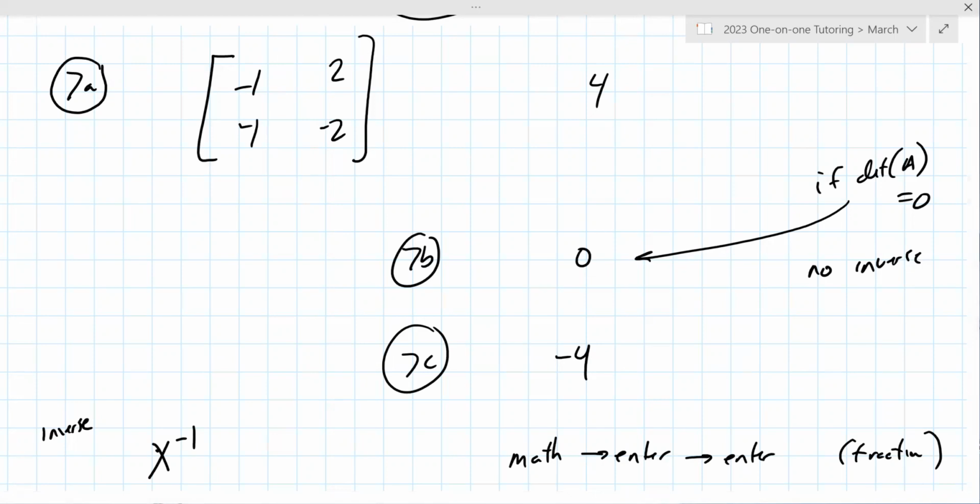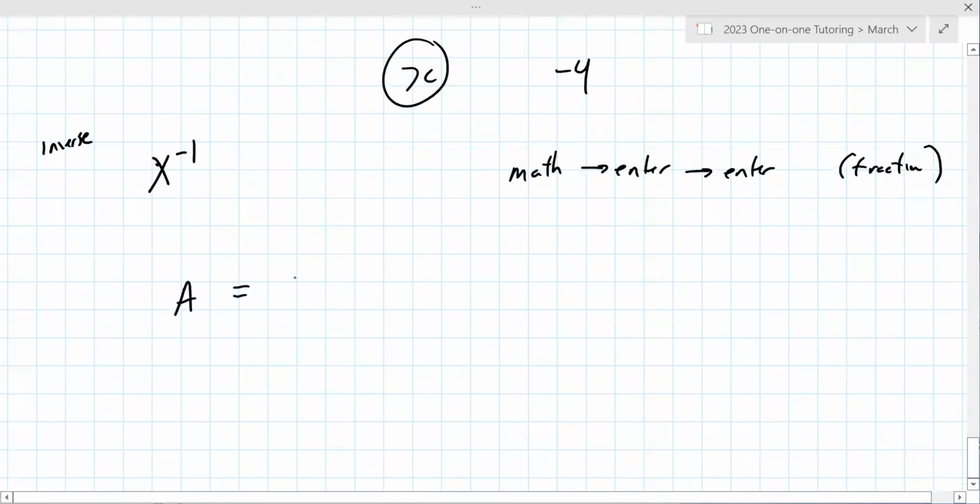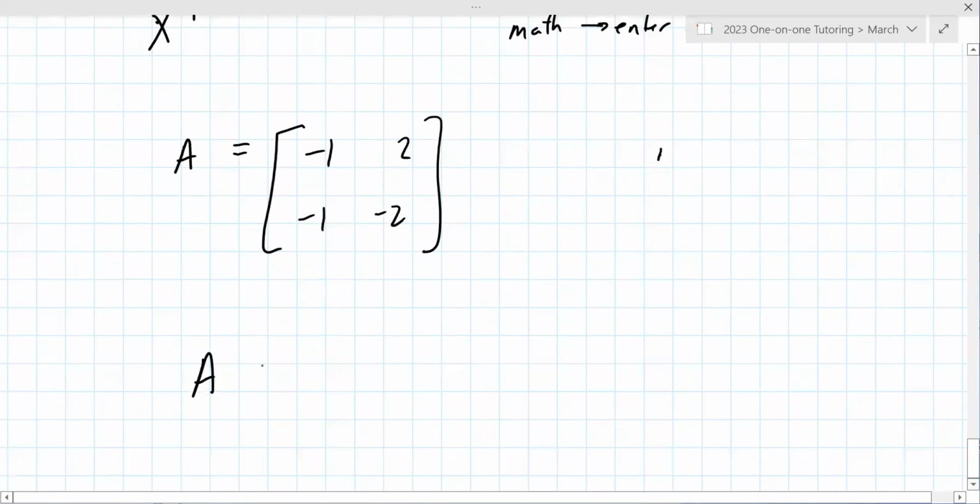So on the calculator to solve for the inverse, let's say you've entered this in as A. You got to go grab the matrix, and I think it's under second matrix, something like that. But you get the A, and then you use that X to the -1 power. I'm happy to show you that here if you need me to.